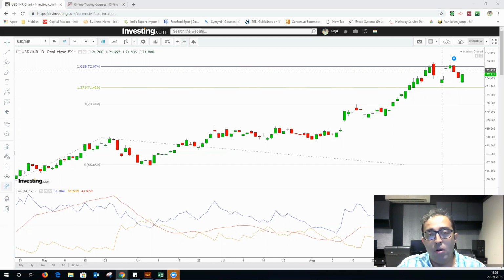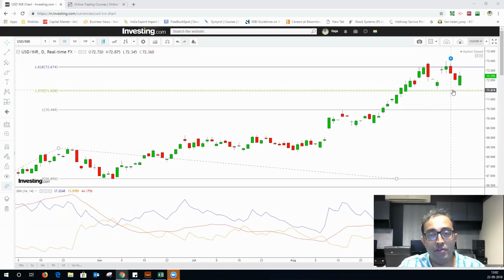And right now, those who are familiar with technical analysis would know this is forming like a double top. Yes, the double top is yet to be actioned, but anything below 71.50 would definitely invite some selling pressure on the USD INR, and that could also bring us a sense of relief.